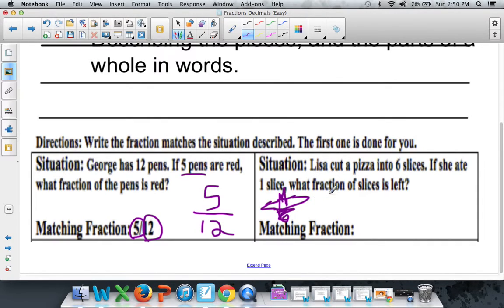What are they asking you? They're asking you what fraction of slices is left after she ate the 1. So if she had 6 and she ate the 1, that means there's 5 left. So the fraction of slices that are left is 5 out of 6. Yeah, you got to be really careful. Make sure you understand what they're asking you. Okay? Really try to understand what they want you to put. Alright, moving on.